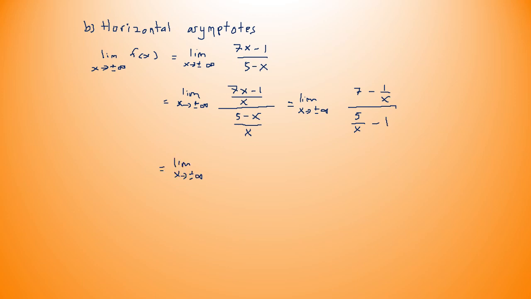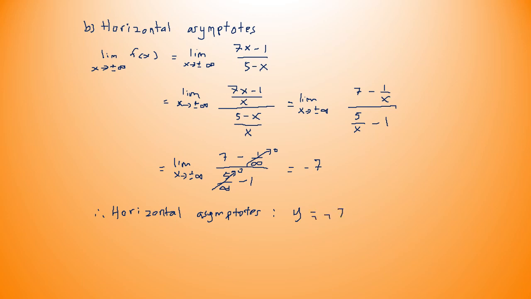Then we can substitute x equal to infinity. So (7 - 1/infinity) over (5/infinity - 1). 1 over infinity is equal to 0, and 5 over infinity equals 0. So we get the answer negative 7. It can be concluded that the horizontal asymptote is y equal to negative 7.